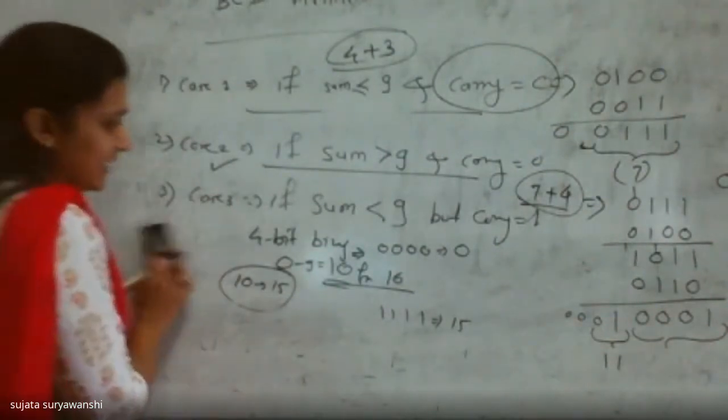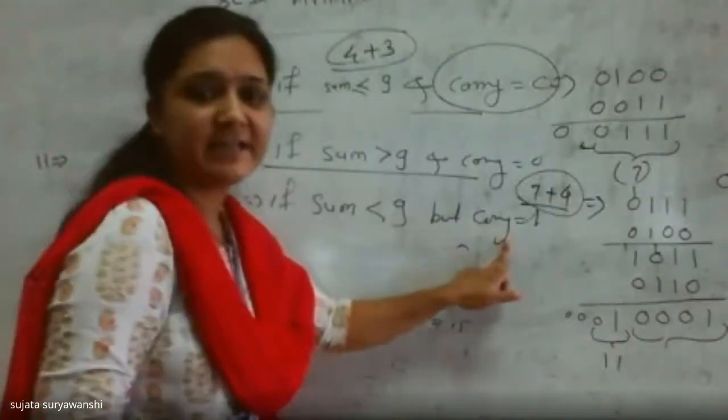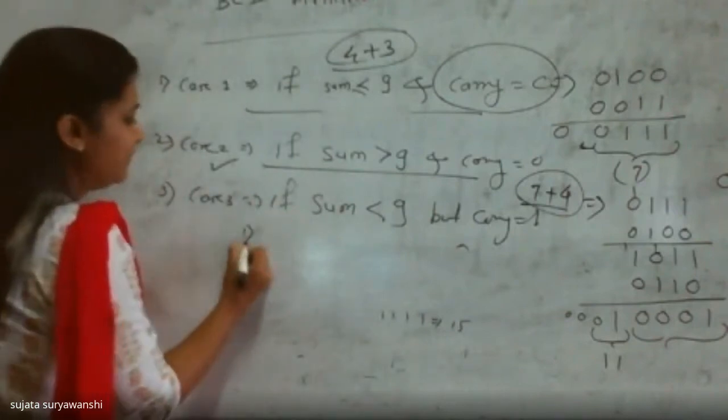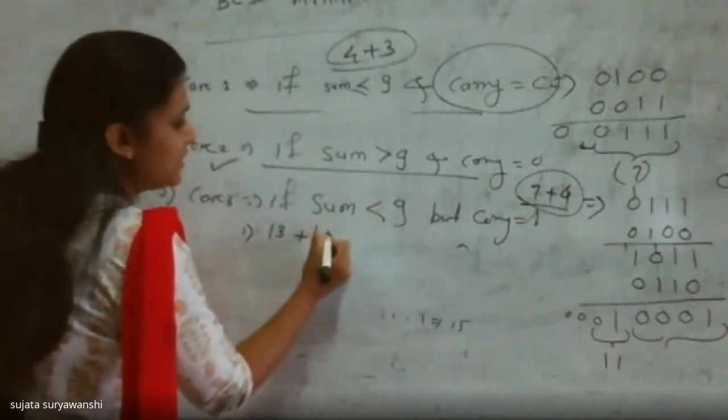Now, your second case or third case is what? If your sum is less than 9 but carry is equal to 1. Okay? So, we'll see one example here. That is, suppose you want to add 13 plus 12.